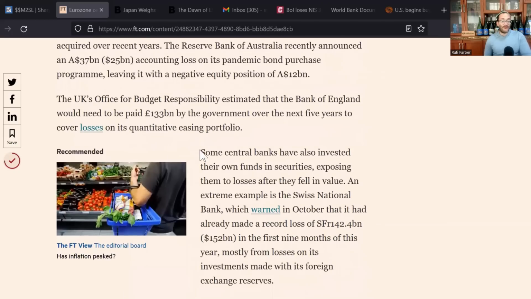The UK's Office for Budget Responsibility estimated the Bank of England would need to be paid £133 billion by the government over the next 5 years to cover losses on its quantitative easing portfolio.